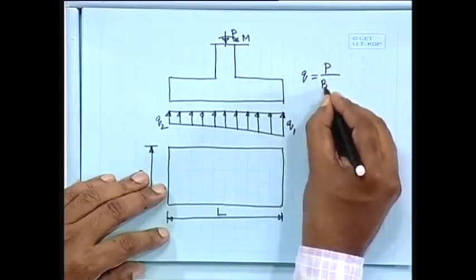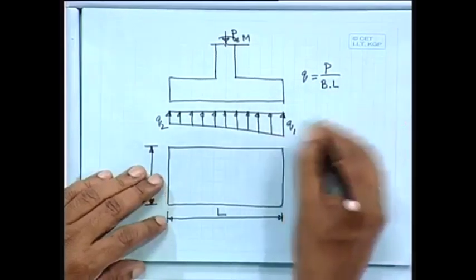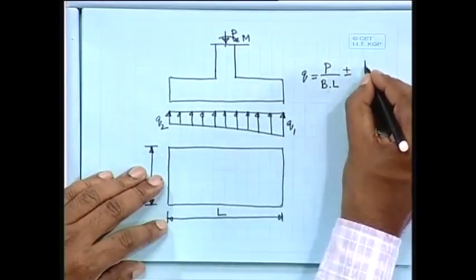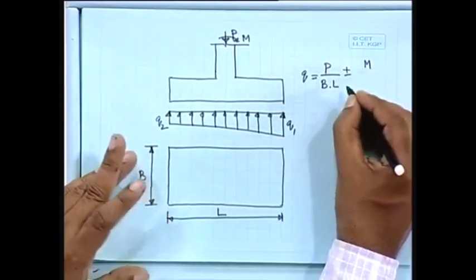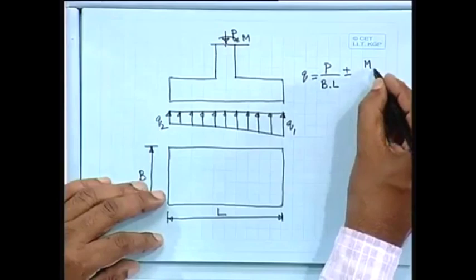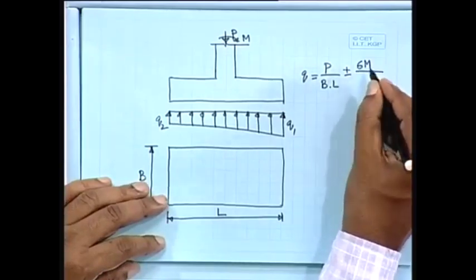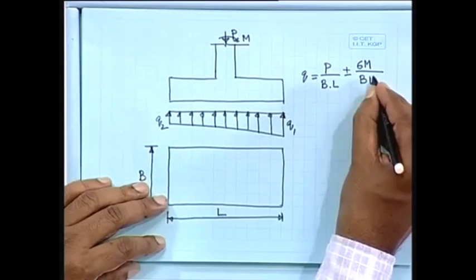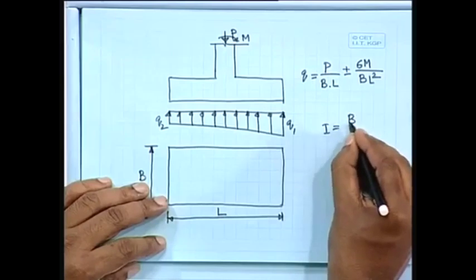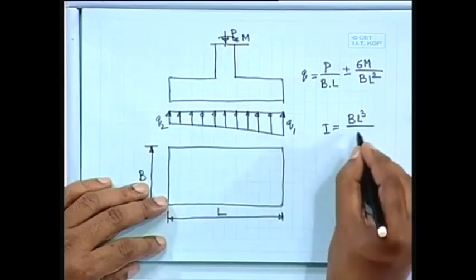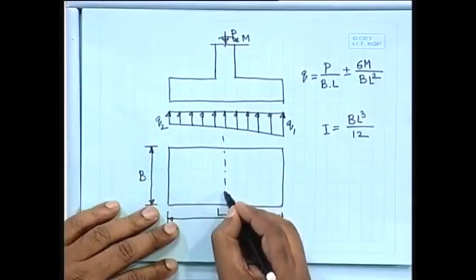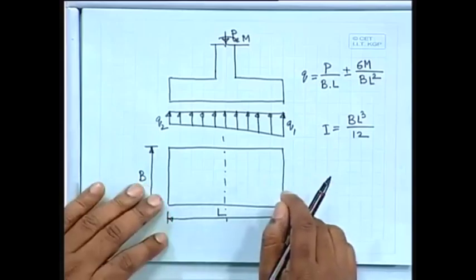P by B into L, and let us say plus minus M by Z. Z is the section modulus I can say. So 6M by B L square, I equal to B L cube by 12, I of this one with respect to this axis, B L cube by 12.